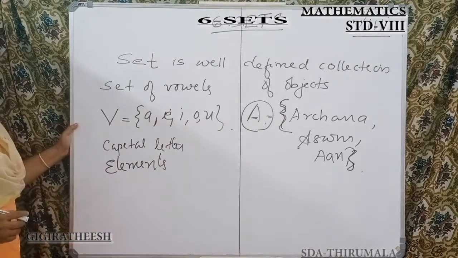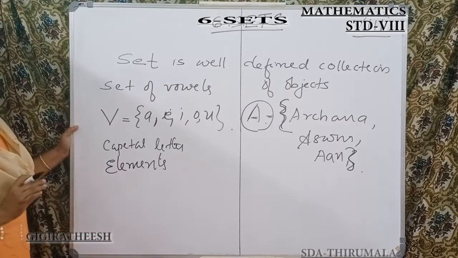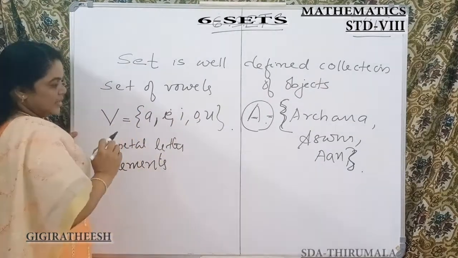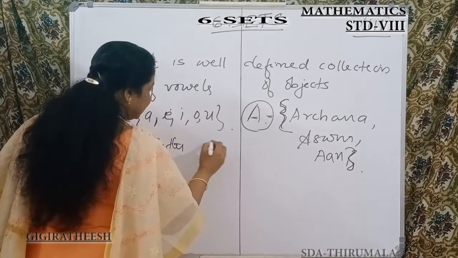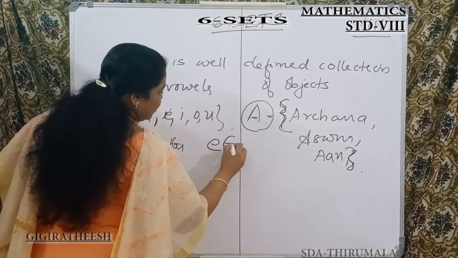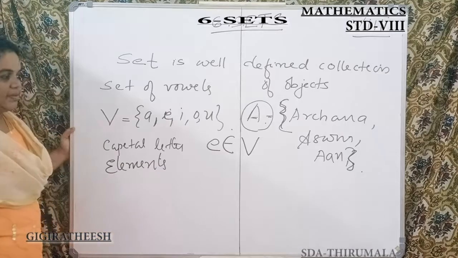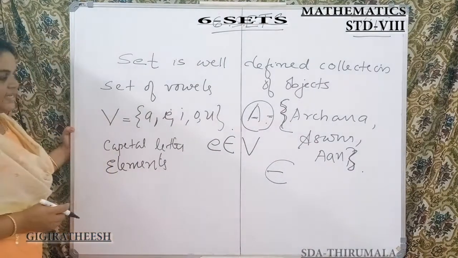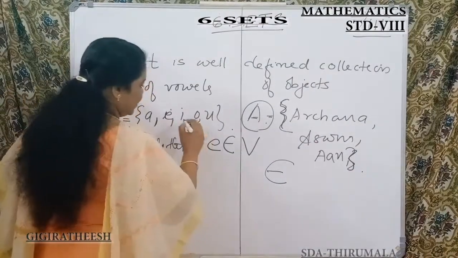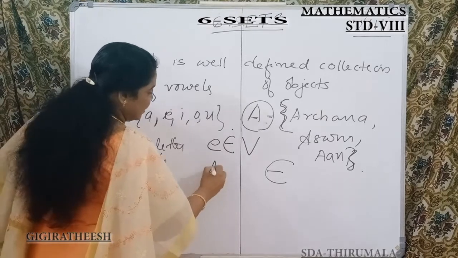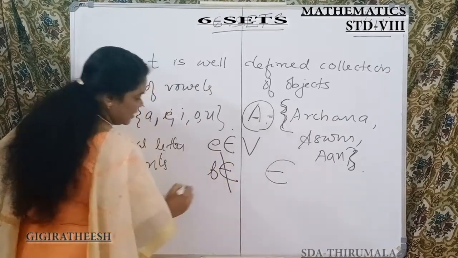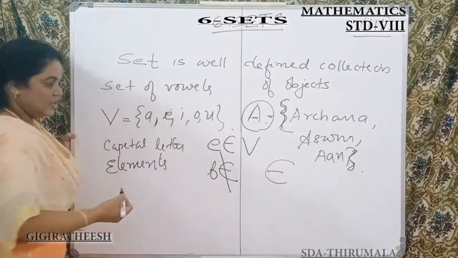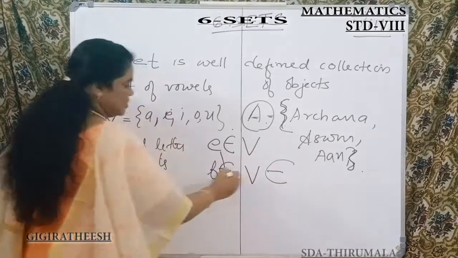From this, V is equal to this set, and we can say that E is an element of V. This is represented with the symbol epsilon. E is an element of V, or B is not an element of V, shown by crossing over the symbol. B is not an element of V.